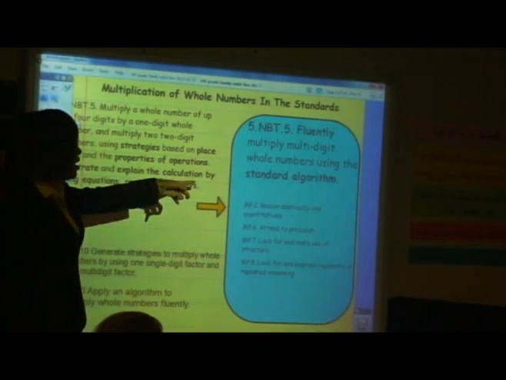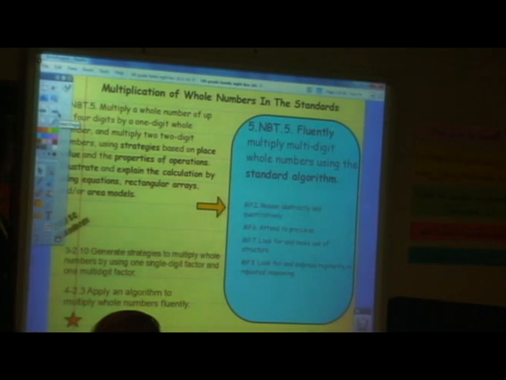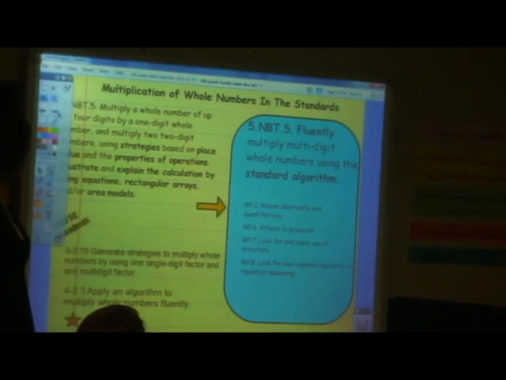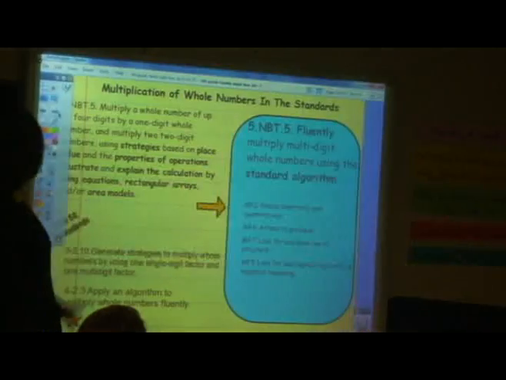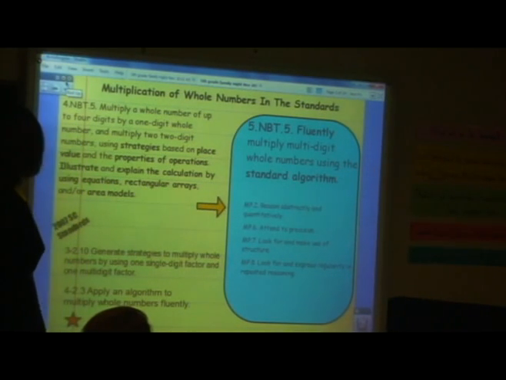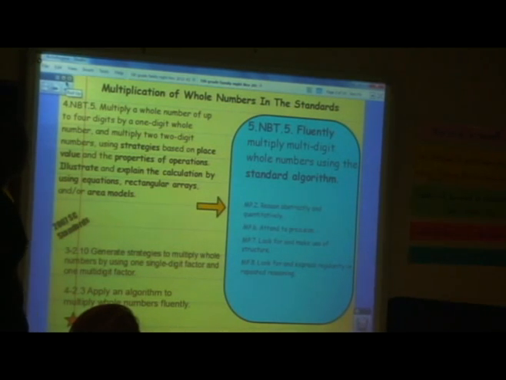All right, this is the standard that we have started talking about this week. It says the students should be able to fluently multiply multi-digit whole numbers using the standard algorithm. We'll go back to standard algorithm in just a second. Last year, your child was supposed to multiply a whole number of up to 4 digits by a 1-digit whole number and multiply 2 2-digit numbers using strategies based on place value and properties of operations. Illustrate and explain the calculation by using equations, rectangular arrays, and/or area models.